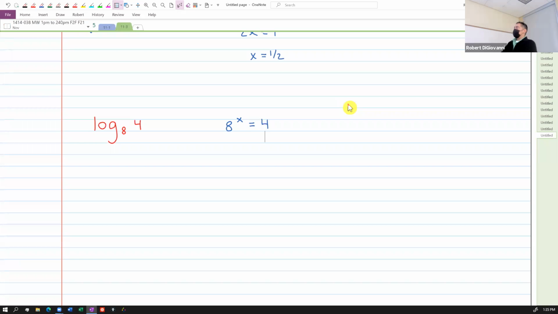But they do both have something in common. What can you tell me about both 8 and 4? They're both powers of 2. Isn't 4 2 squared? And isn't 8 2 cubed? Right? So could I write it this way? 2 cubed to the x equals 2 squared.